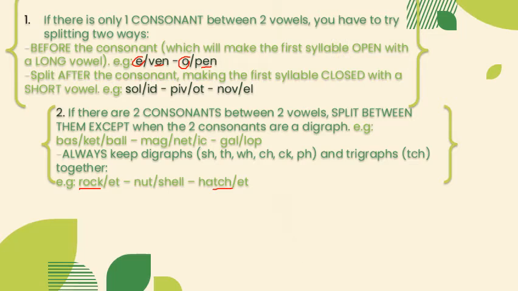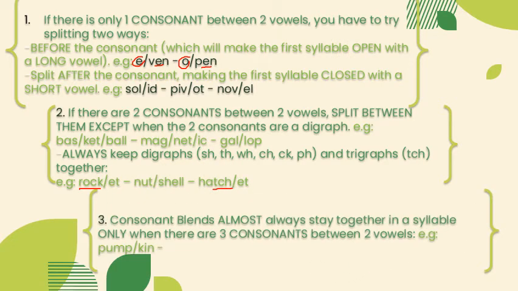Hatchet. The third rule: consonant blends almost always stay together in a syllable, only when there are three consonants between two vowels. If I have a consonant blend, two consonant letters that make a blend, I keep them together, unless I have three consonants, so I keep the first two together and I split between the second and the third consonant. Example, pumpkin. I split between the P and the K.